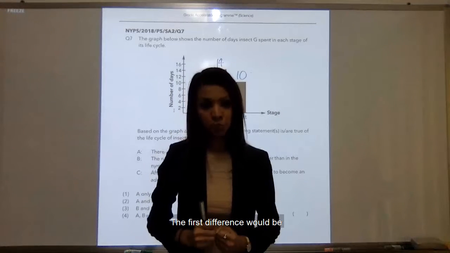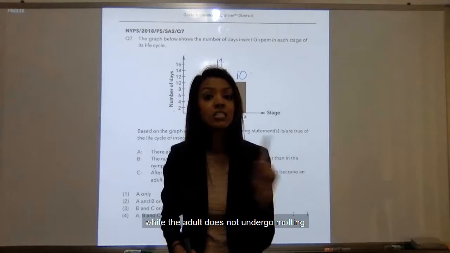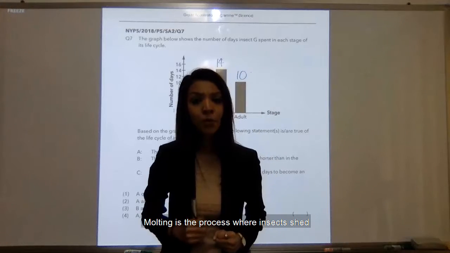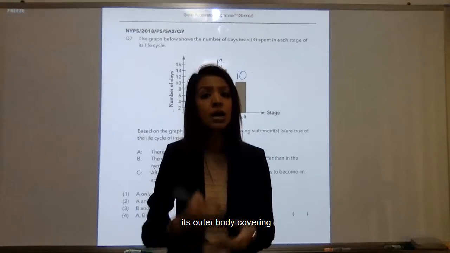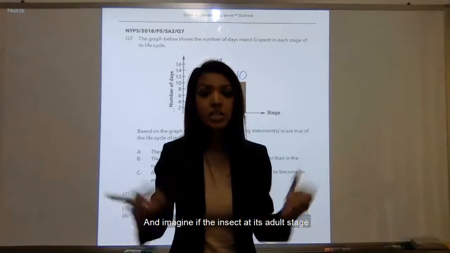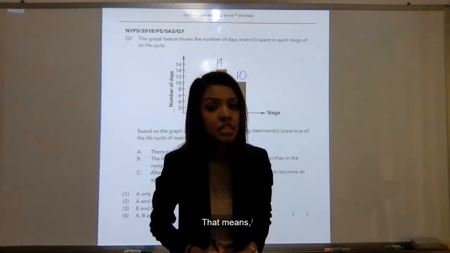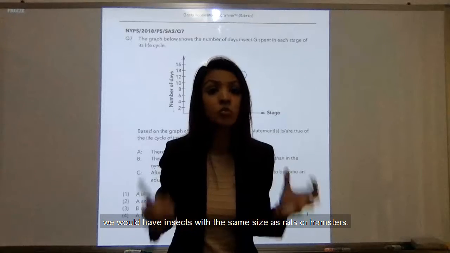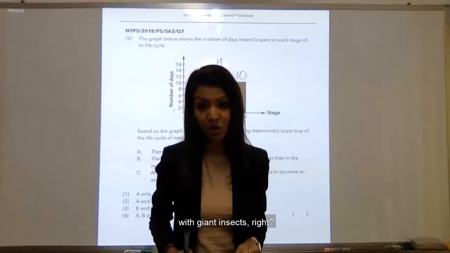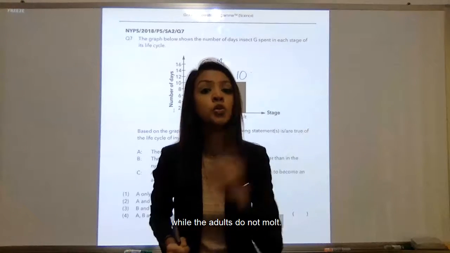The first difference is that the nymph undergoes molting while the adult does not undergo molting. So what is molting? Molting is the process where insects shed their outer body covering so that they are able to grow bigger. And imagine if the insect at its adult stage also underwent molting. That means we would have insects the same size as rats or hamsters. I don't think we can live in a world with giant insects, right? So only nymphs undergo molting while the adults do not molt.